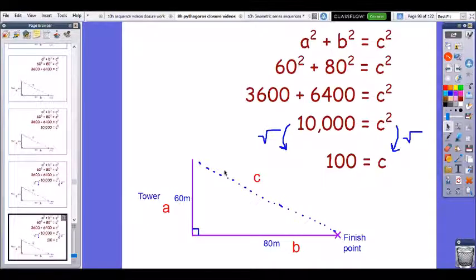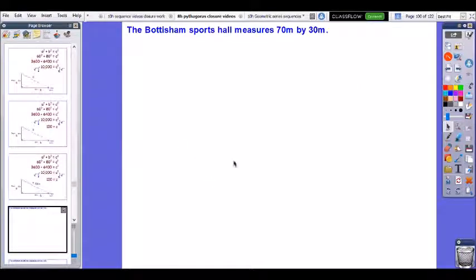So in other words, the length of that zip wire would be exactly 100 meters, and I have solved the problem. 100 meters is my answer. Okay, so next problem. I'm going to tell you that the Bottisham Sports Hall measures 70 meters by 30 meters. So that's the lengths of the sides of the hall.